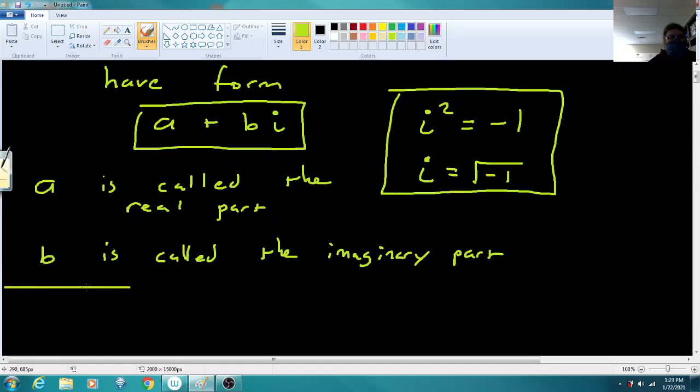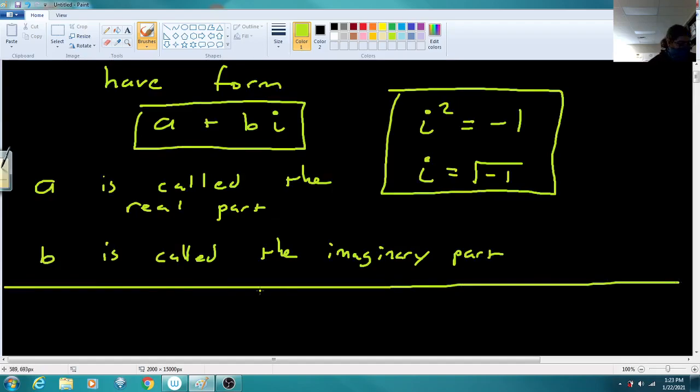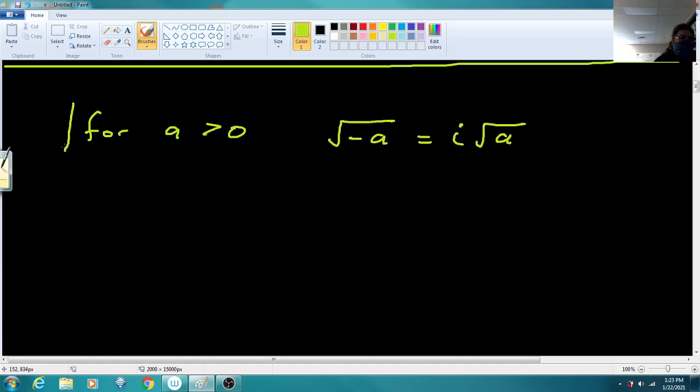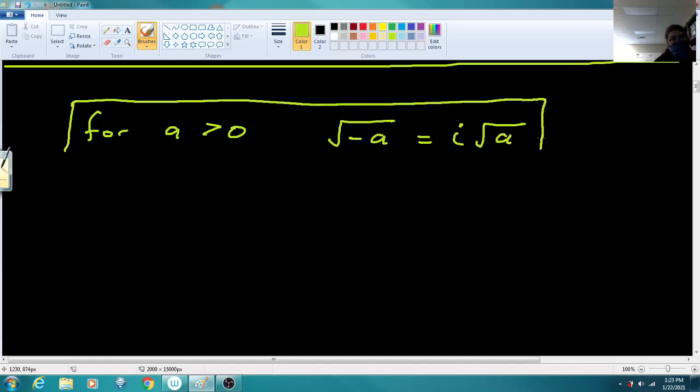Okay, we're going to move along, and the first thing our book has us do, which is the main focus of what we're dealing with today, is square roots of negative numbers. So the book says for an a value that is positive, meaning it's greater than 0, the square root of negative a equals i times the square root of positive a.